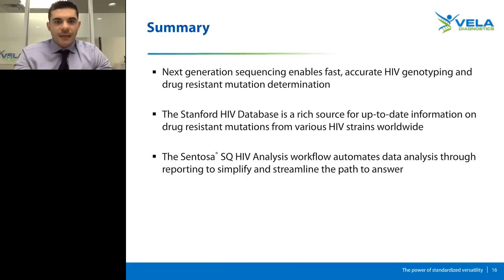So just to recap here, NGS is a fast and accurate way to get genotyping and drug resistance mutation information. That coupled with the Stanford HIV database is a very concise resource that allows you to get as much information as possible and as much streamlined information as possible for you to generate a report that has drug resistance information in a concise and streamlined report for you.